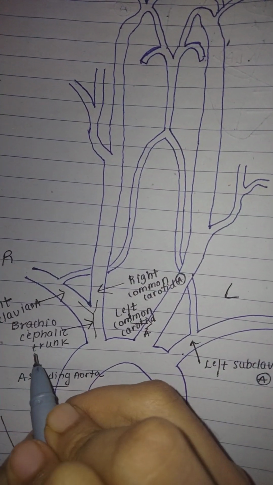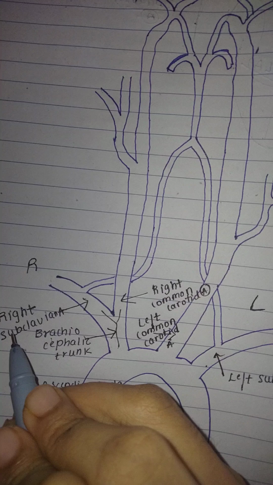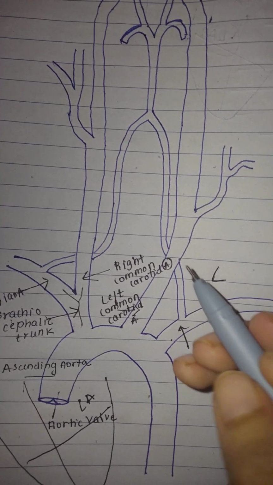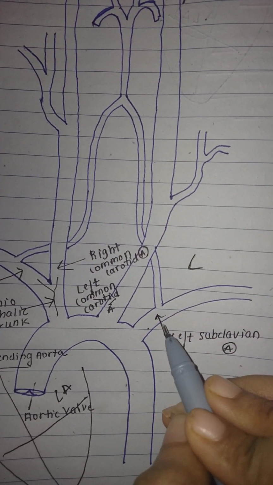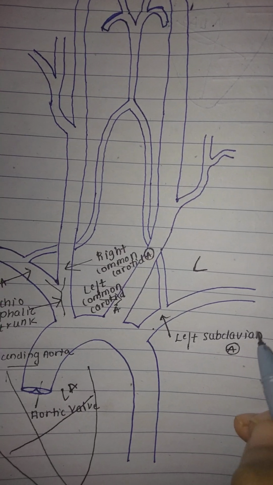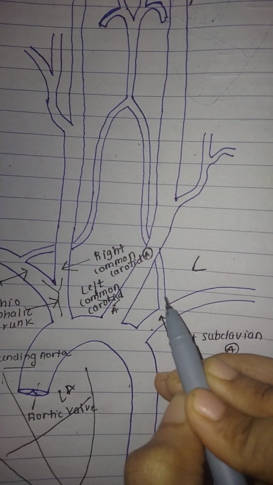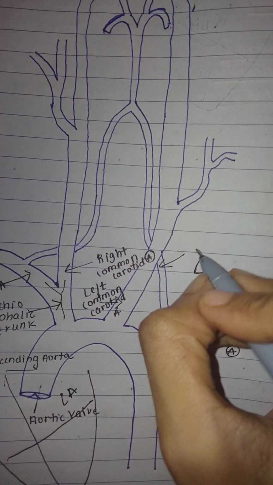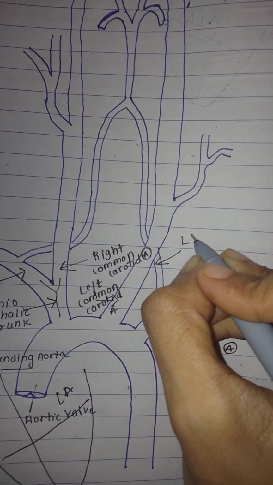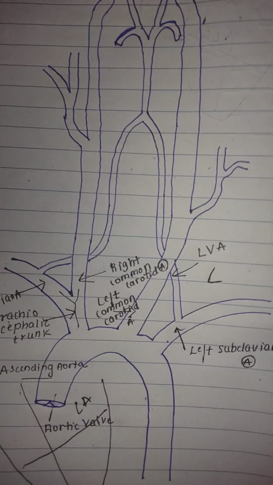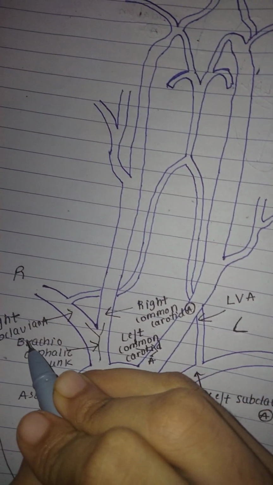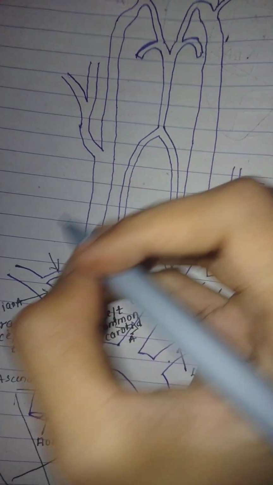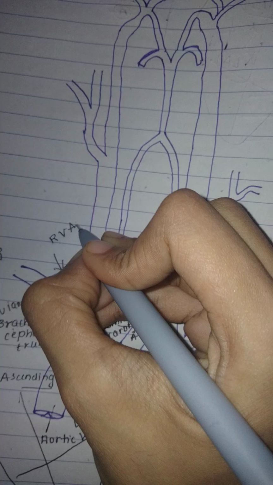The brachiocephalic artery is divided into 2, that is the right subclavian artery and the right common carotid artery. And here we can see the left subclavian artery, here one more branch has gone. This is called the left vertebral artery. In the same way, in the right subclavian artery, one branch has gone. This is called the right vertebral artery.